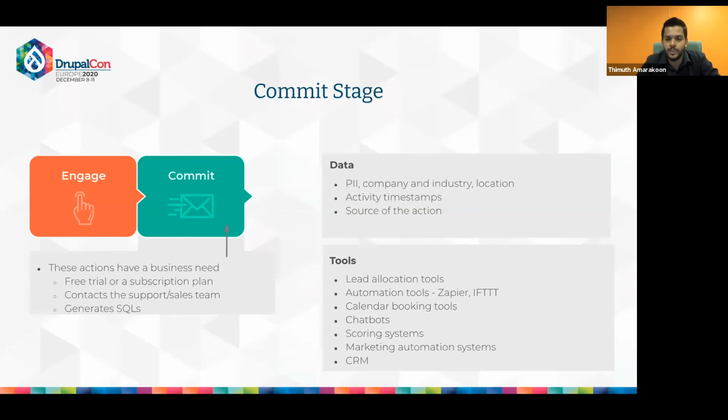So from a tools perspective, we will need to forward these leads to our sales team. So you will have to think about lead allocation tools or automations like Zapier, or maybe if you want to schedule meetings, you will need to integrate a calendar tool like Calendly with your form, with your website, or you can integrate chatbots to support these leads, and you can use marketing automation systems and CRMs to allocate these leads to your sales people and forward these leads into the nurturing funnel.